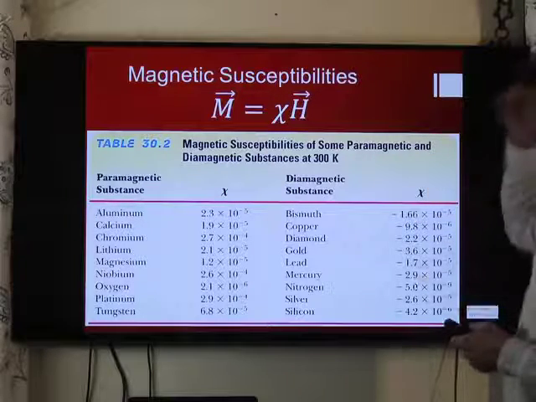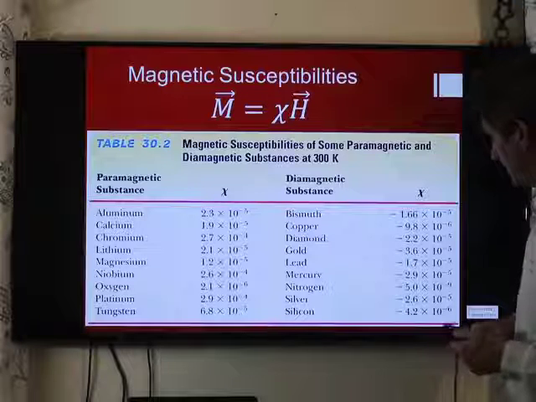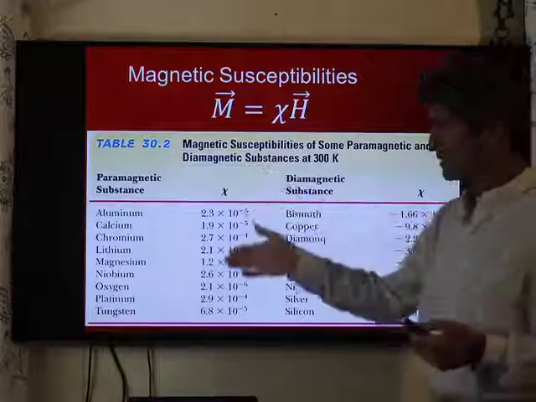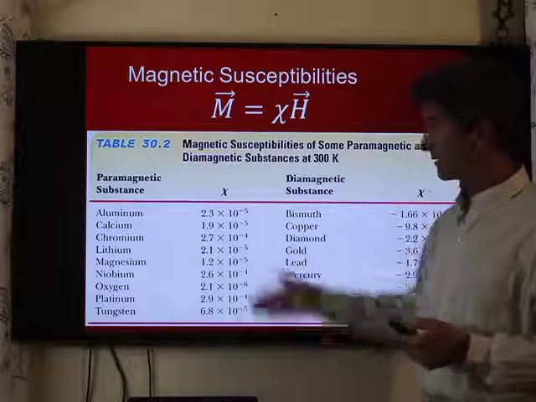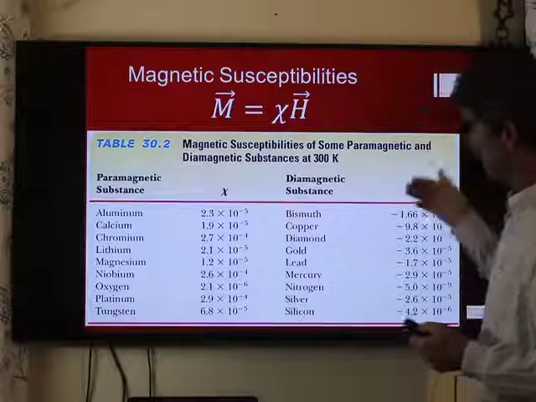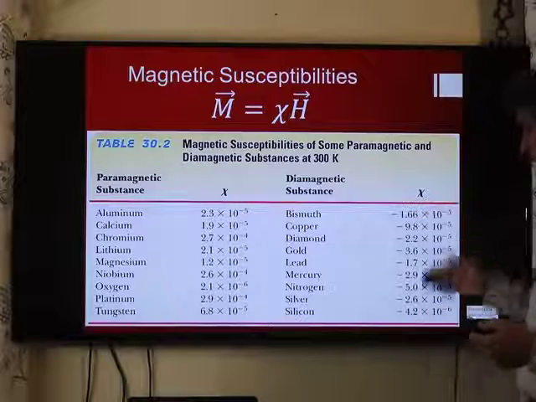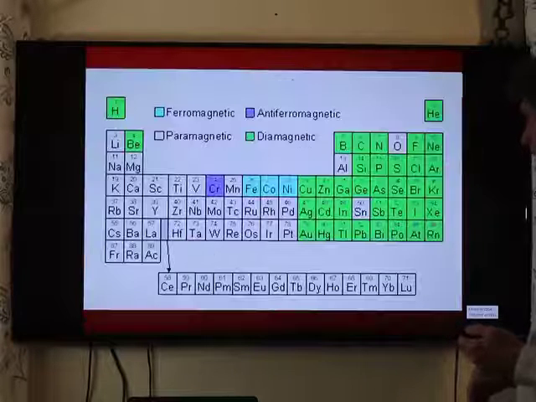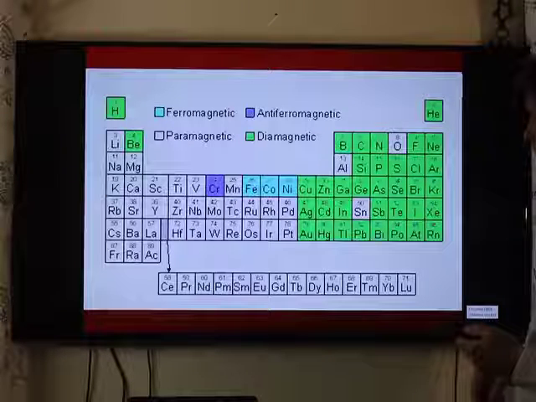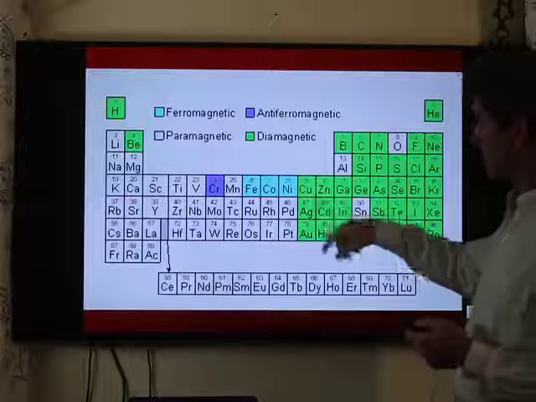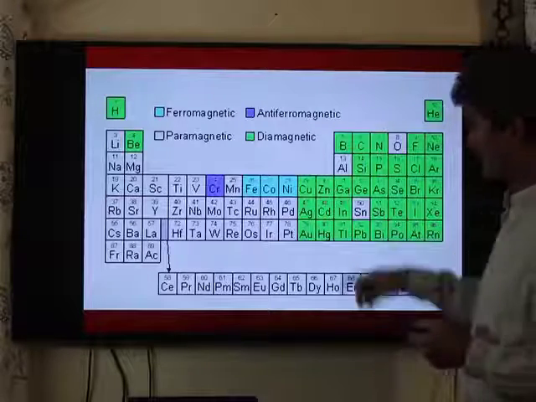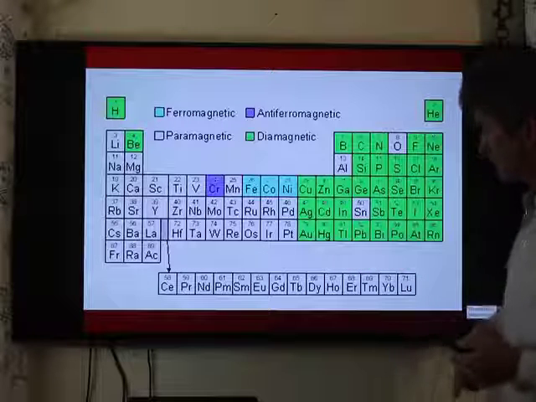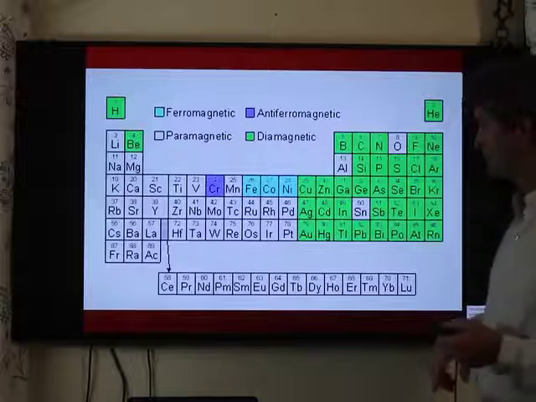And again, here's the magnetic susceptibility of some different materials. For paramagnetic materials, you can see that chi, the magnetic susceptibility, is positive. And over here, for diamagnetic materials, it's actually negative. And again, somewhat surprising, some of the noble metals are actually diamagnetic: copper, silver, gold, diamagnetic.